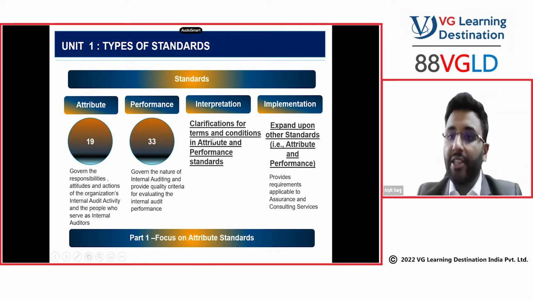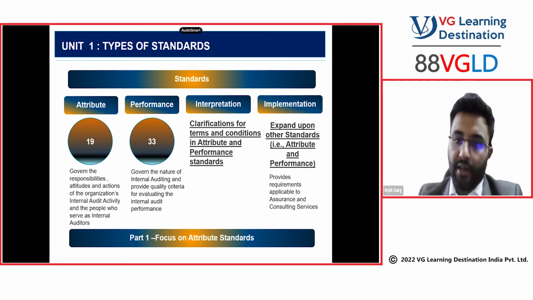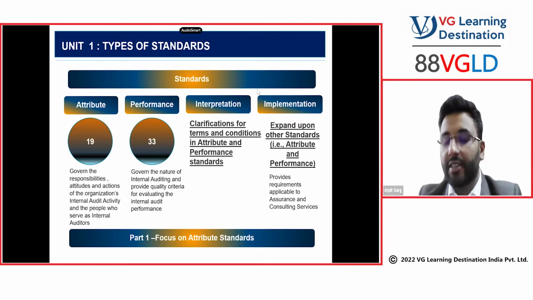Interpretation standards. Now these are very small standards, unlike what we have studied in chartered accountancy or any other professional course. These are not very long standards, folks. These are hardly a couple of lines, but we have to interpret each of the terminologies that have been mentioned in them. That is where the interpretation standards come in. They clarify the terms and conditions that are mentioned in attribute and performance standards.